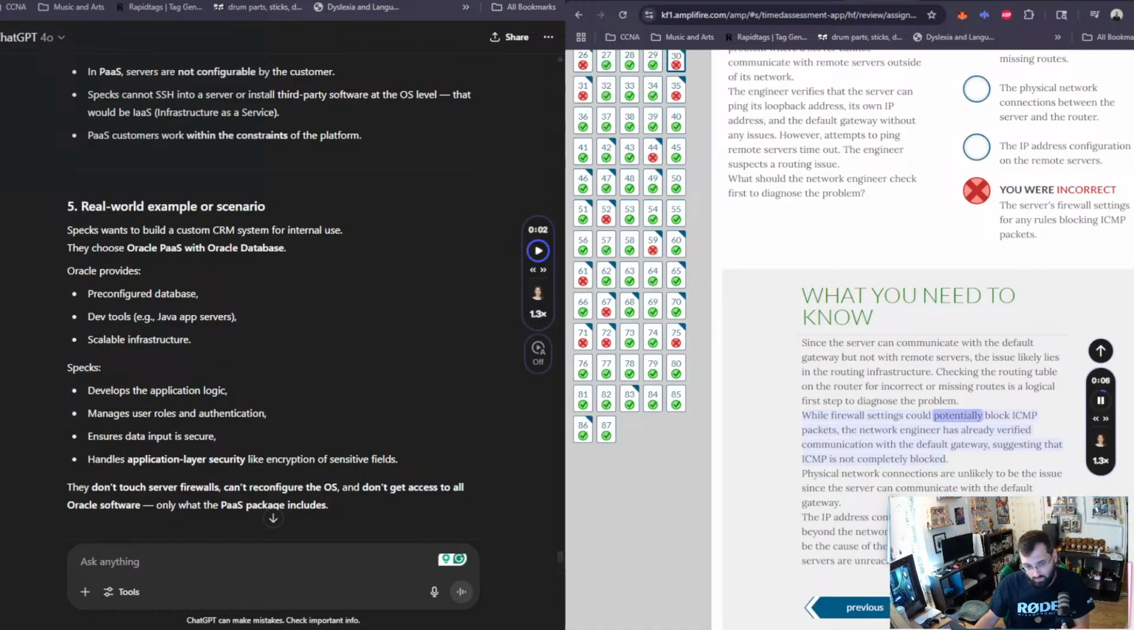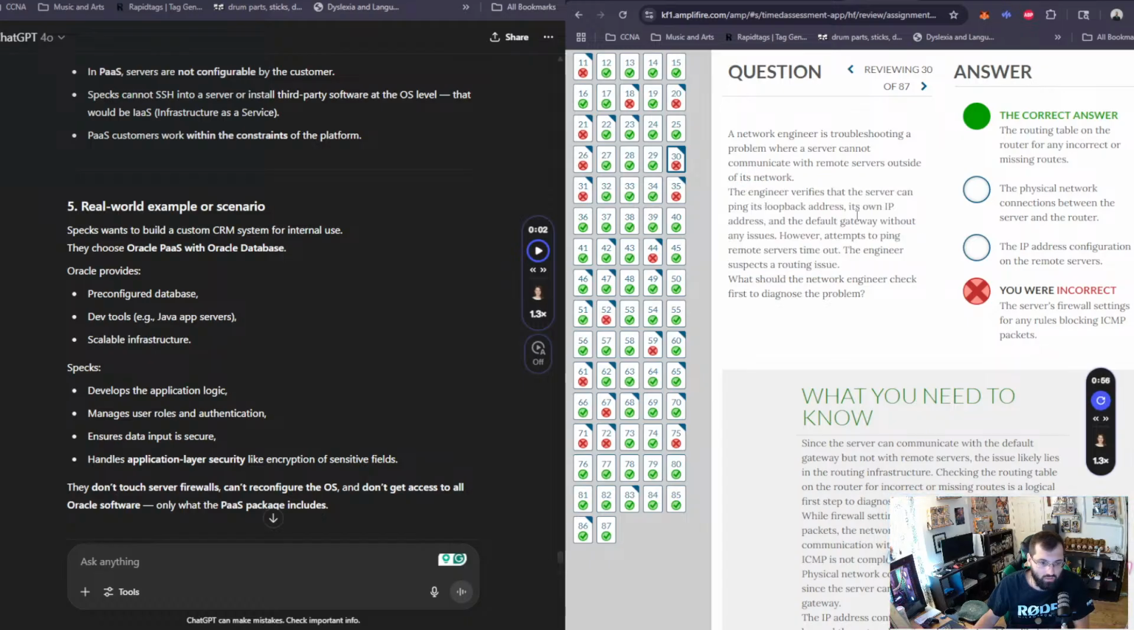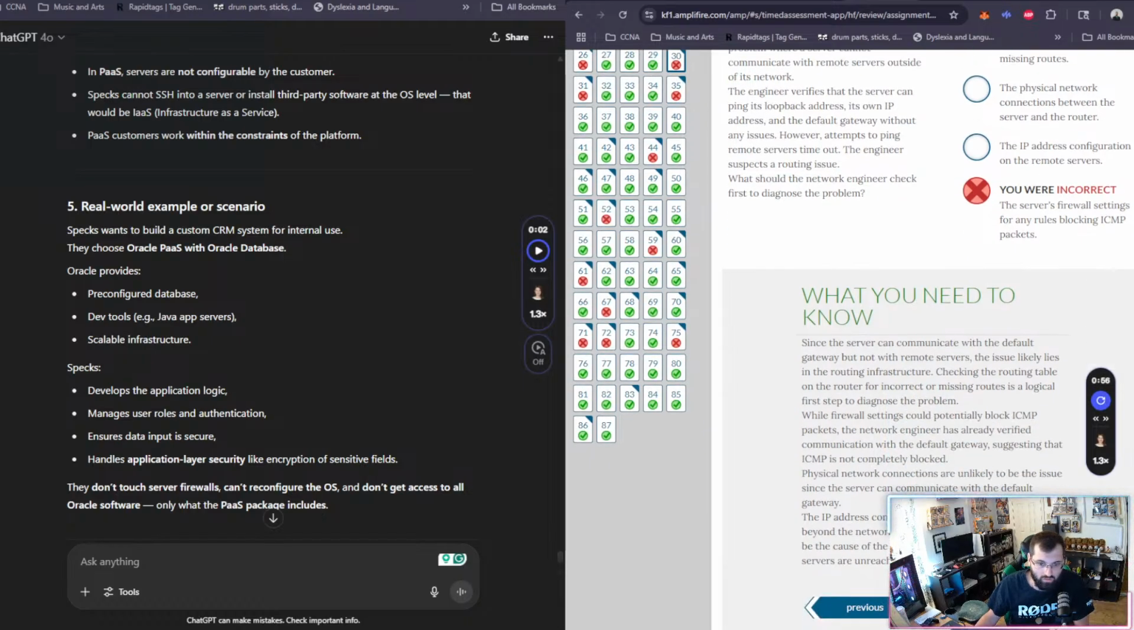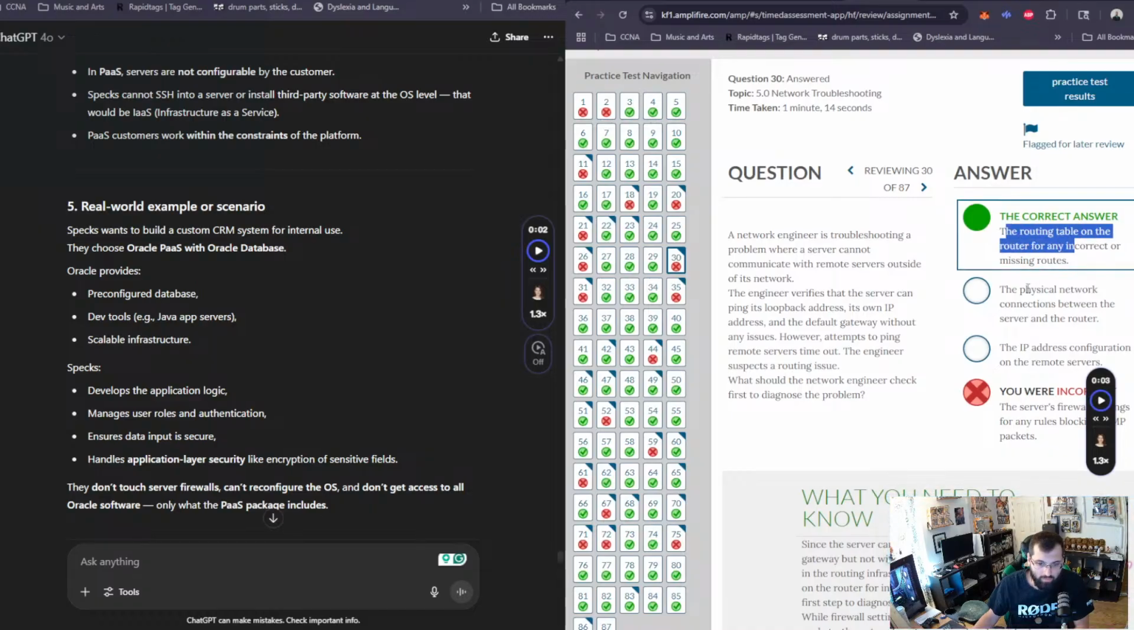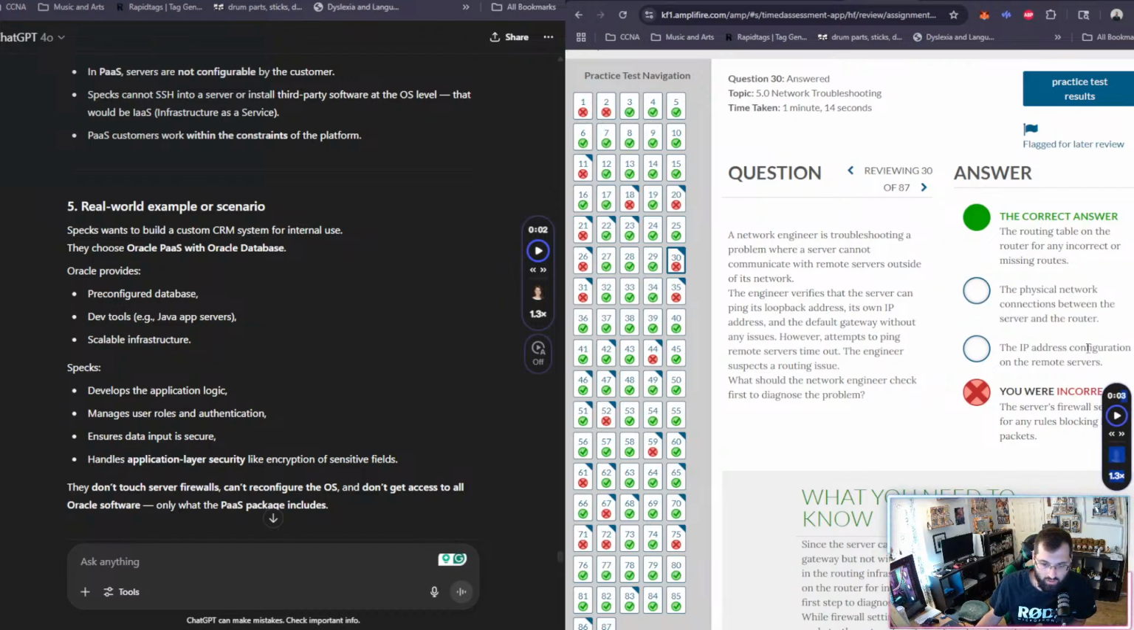While firewall settings could potentially block ICMP packets, the network engineer has already verified communication with the default gateway, suggesting that ICMP is not completely blocked. So since it was able to communicate with the default gateway, because it was able to ping it, along with its loopback address and its own IP address, it makes sense. That's why it was the routing table. The physical network connection between the server and router, there's no way that's what it was. The IP address configuration on the remote server, I don't think that it could be that.